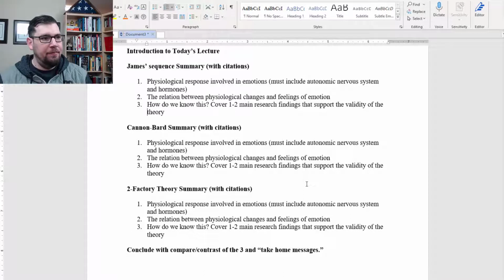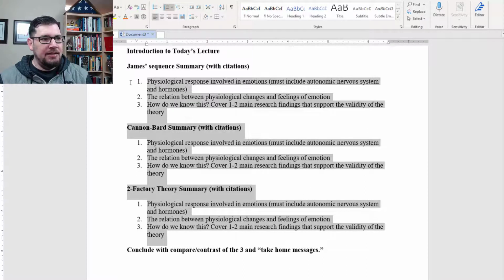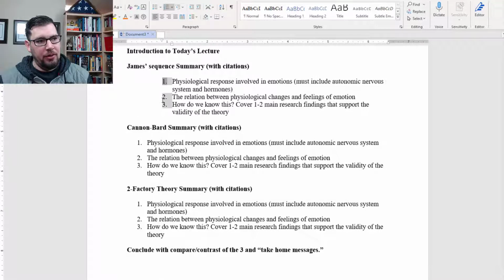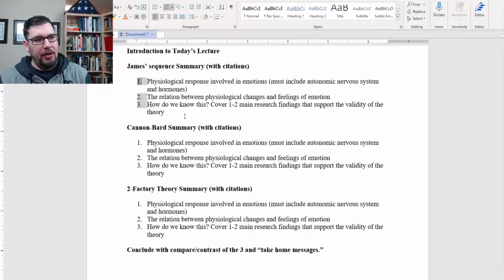So I would organize your thoughts in this way, making sure that you have the 1, 2, 3 on each theory, and understand that this third research finding should not be one of the main ones that you just discussed when you're talking about the theory. So have it be a different, maybe a more recent research article that discusses that, where it supports the validity of the theory.